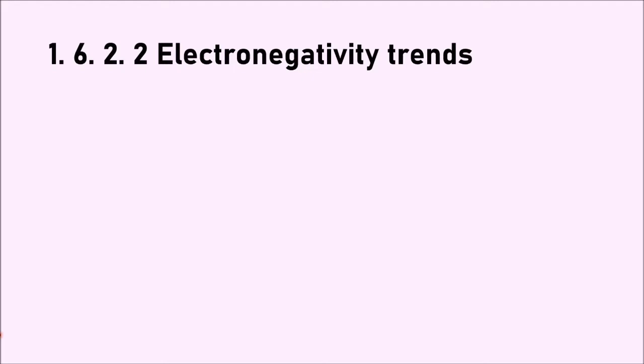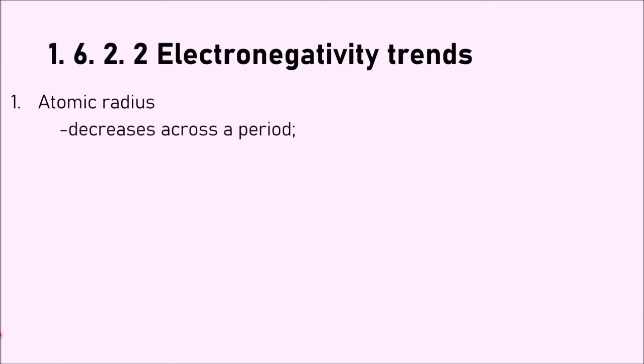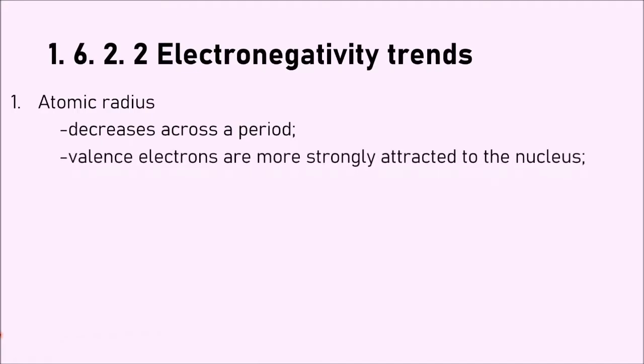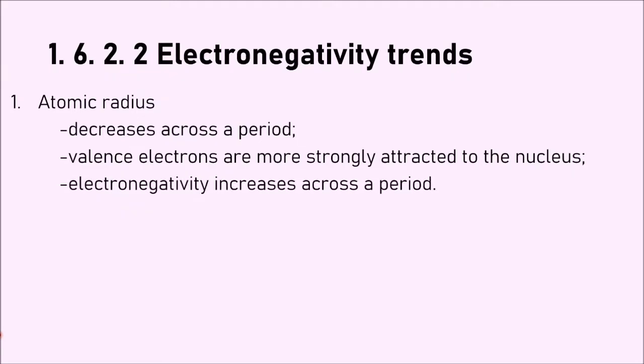So, just as a reminder then, factor number 1 is atomic radius. We know that it decreases across a period. This means that the valence electrons are more strongly attracted to the nucleus. Yes, so the electrons are, in terms of distance, closer towards the nucleus, therefore the attraction is going to be greater. Common sense, really. This means that electronegativity overall increases across a period. Question is though, why does atomic radius decrease across a period?